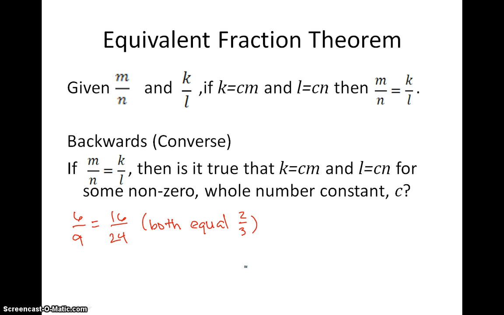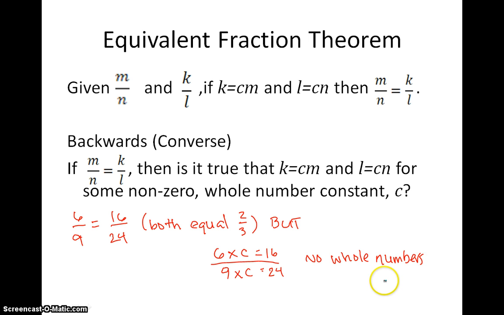But the problem is here that there is not a constant. So here's our but. There is no number, so 6 times, and I'll use c, is equal to 16. There is no whole number that you can multiply 6 by to get 16. And the same thing with 9. There is no whole number that you can multiply 9 by to get 24. So there are no whole numbers that are going to satisfy this. No whole numbers available. Okay? But we agree that they are equivalent.